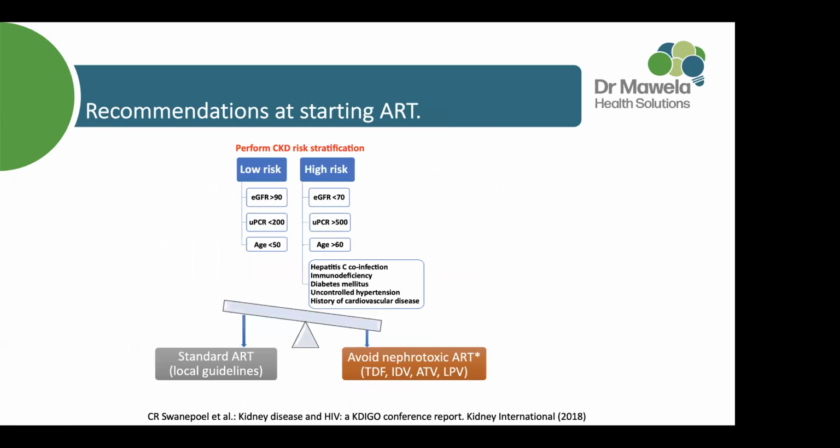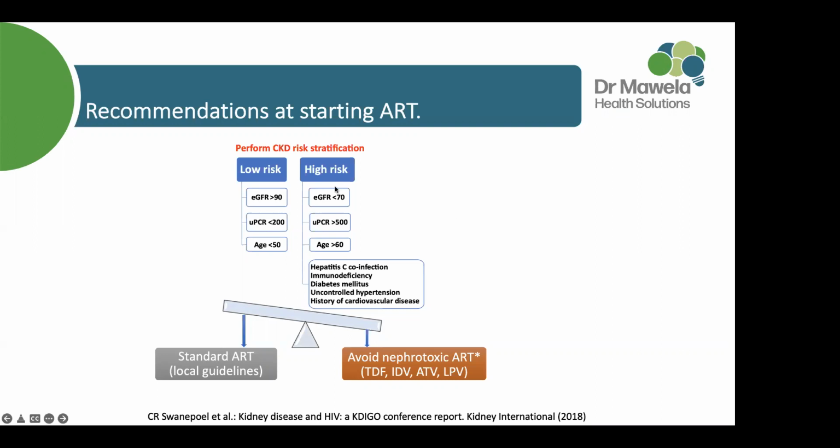All right. So in terms of starting ARVs, you need to be able to classify your patients as either low risk or high risk, right? If your patient is low risk, their creatinine clearance is high. If you are able to do your urine protein creatinine ratio and it is less than 200, and it's a younger patient, you should be able to start them on TLD or TEE with tenofovir without any worries.